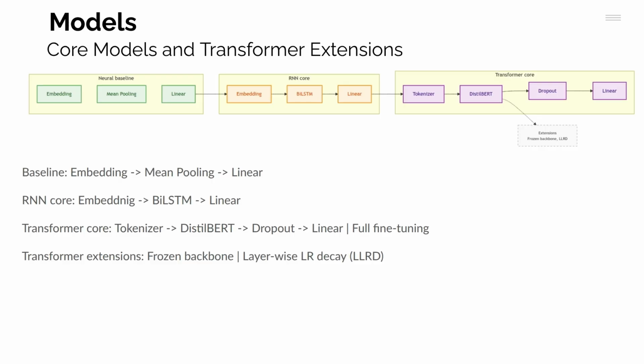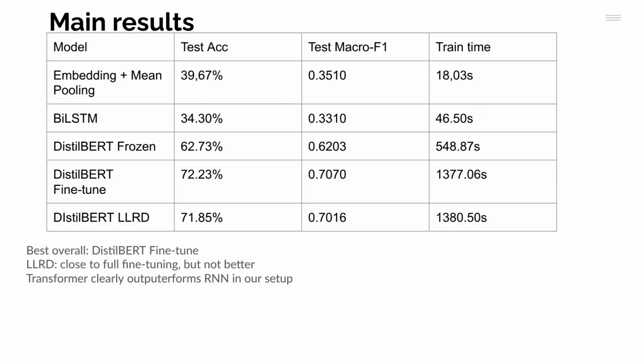Because the task requires an RNN versus transformer comparison, we also include an embedding mean pooling model as a small neural baseline, just to check whether a simple learned embedding can already work before using a stronger sequence model. Then on the transformer side, we extend the comparison with a frozen backbone and LLRD to study different fine-tuning strategies. The main result is that the transformer model clearly outperformed the RNN model in our setup.